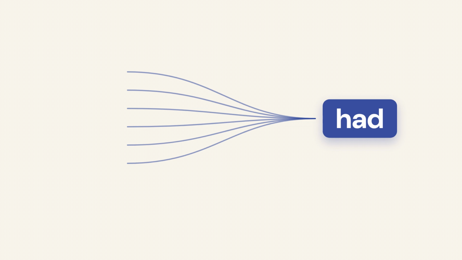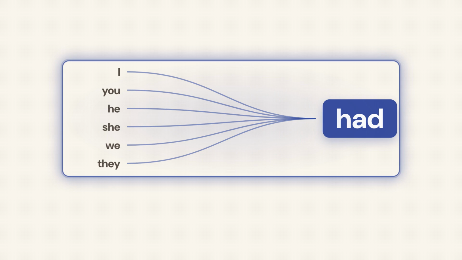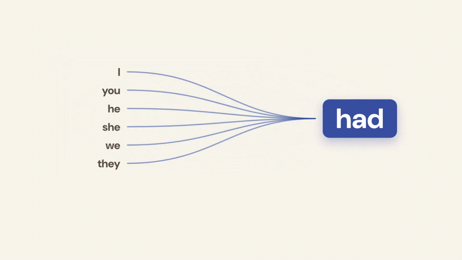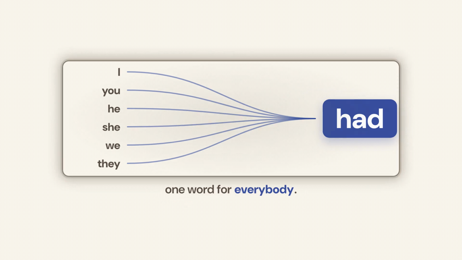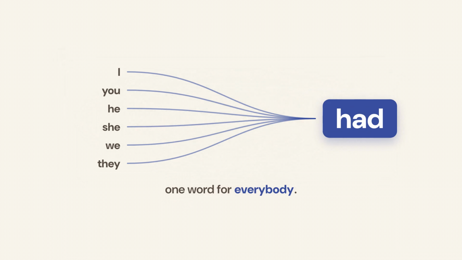Okay, now here is the good news. Did you notice that "had" never changed? I had. You had. He had. She had. We had. They had. We use "had" every single time. One word for everybody. Let me give you a few sentences. Don't study them yet. Just listen and see if you can feel what is happening.